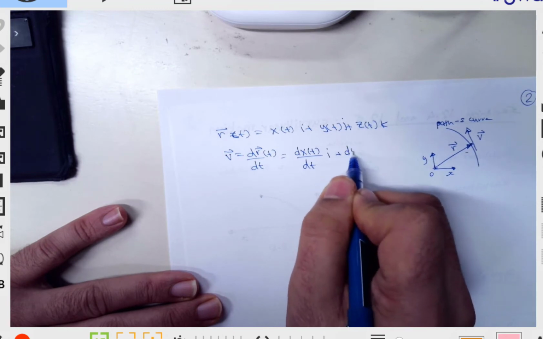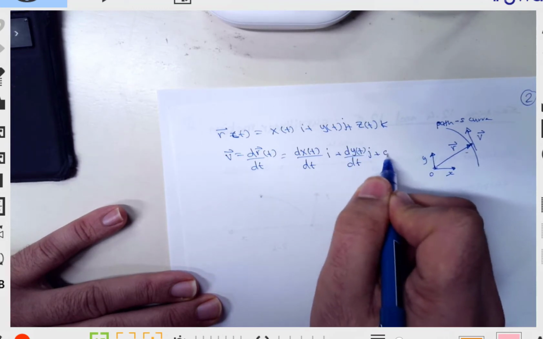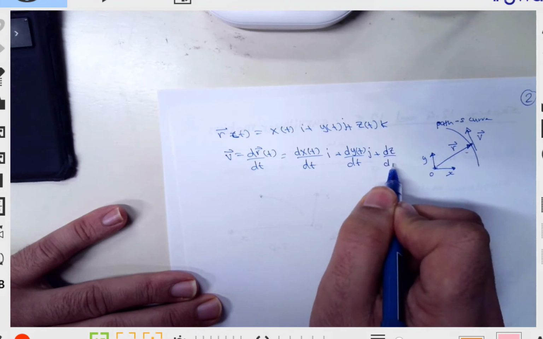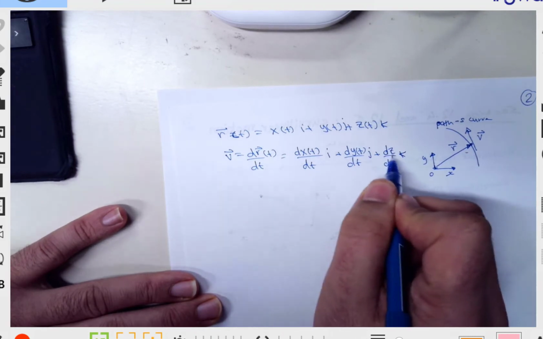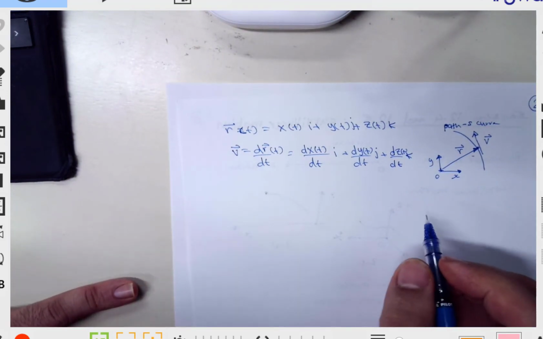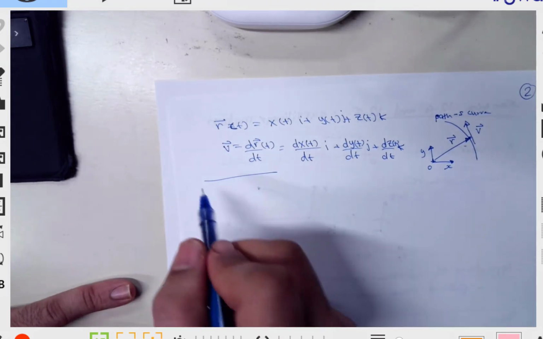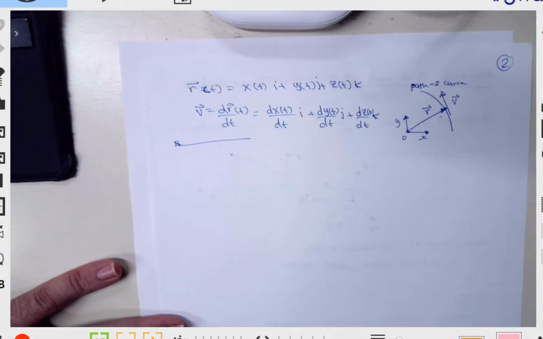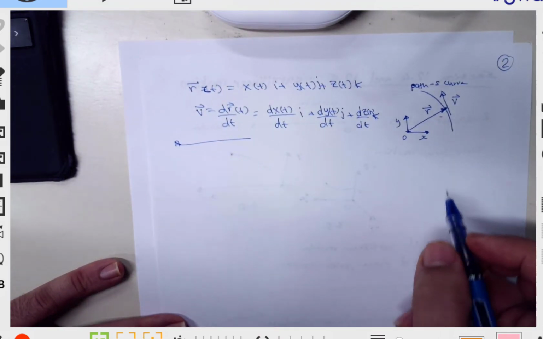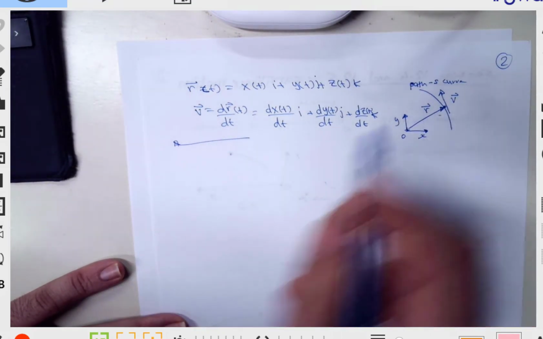I plus j plus k, and all of them as a function of time. Great. Now we have done a major step here. Now let's try to plot the v as a curve.